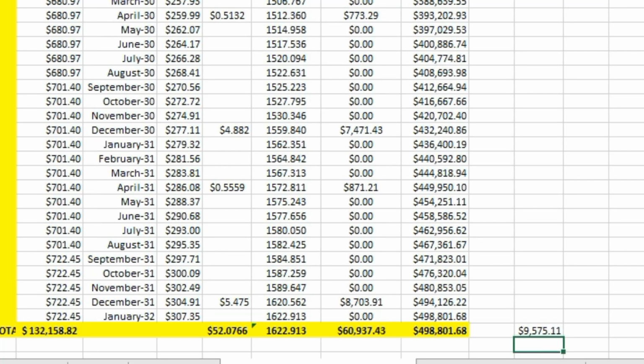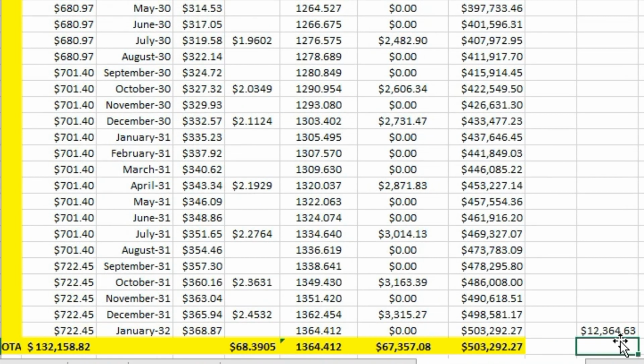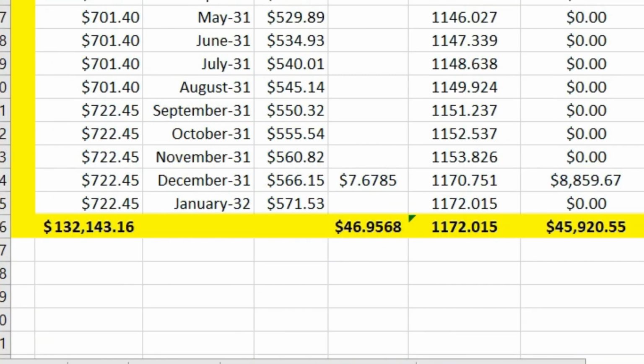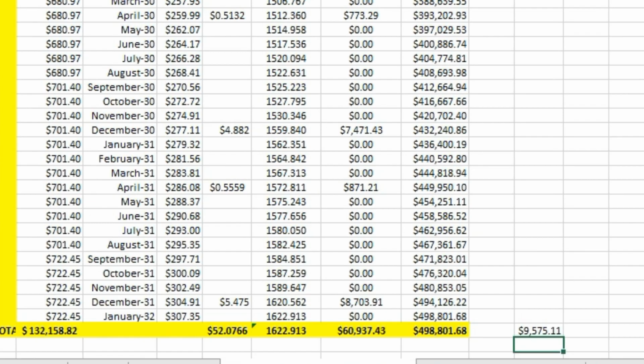One thing I will mention as well, since I do talk a lot about dividend stocks here, is that based on the most recent 12 months, the index fund that was throwing off the most dividend income every single year happened to be the S&P 500, which was throwing off about $12,364.63. The Nasdaq Composite was worst. It was only throwing off $8,859.67. And the total stock market came in second at $9,575.11.